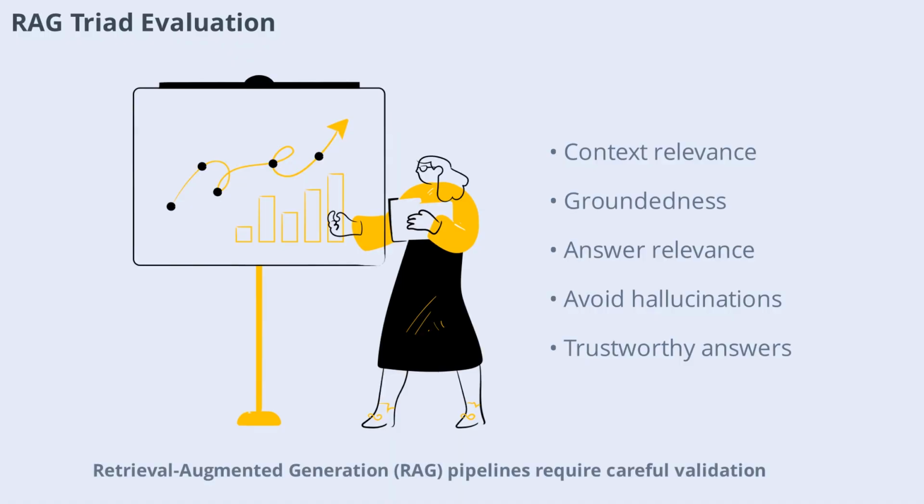Retrieval augmented generation, or RAG, pipelines require careful validation. The RAG Triad measures three specific dimensions: context relevance, groundedness, and answer relevance. Context relevance checks if the retrieved information matches the user query. Groundedness ensures the LLM's response is supported only by the retrieved context, avoiding hallucinations. Answer relevance confirms the final response actually addresses the user's initial question. These dimensions help ensure your system delivers accurate, trustworthy answers.